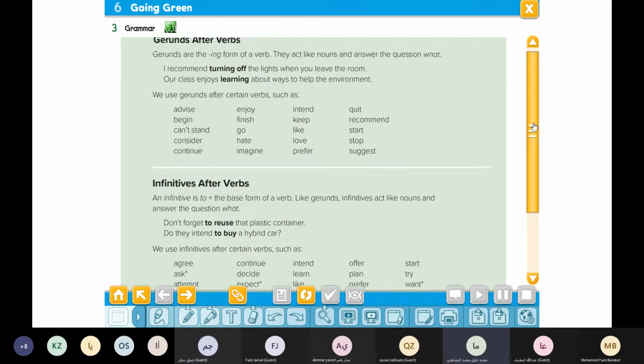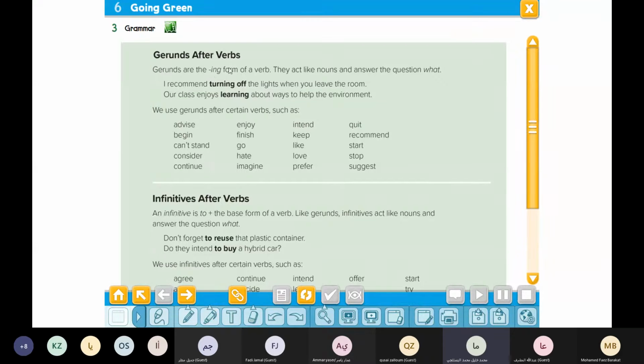Again, here we are talking about the gerunds. We said gerunds are the ing form of a verb. Gerunds come after these verbs. After these verbs, advise, begin, cannot stand, consider, etc., enjoy, we have to use the ing form. For example, I enjoy playing football, not to play. I enjoy playing football. I finish writing my homework.